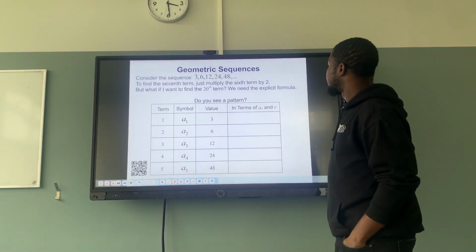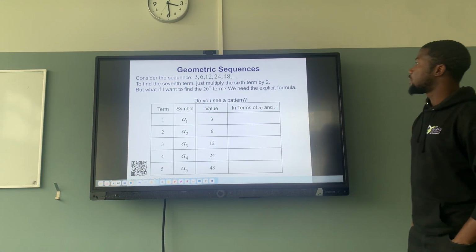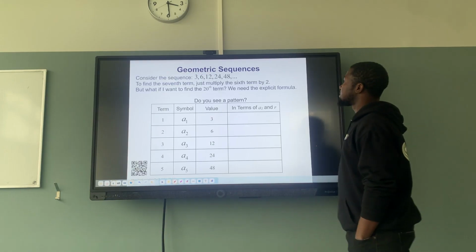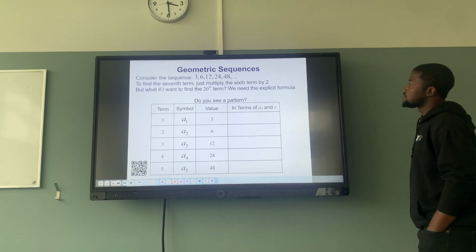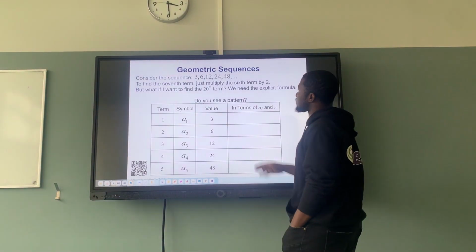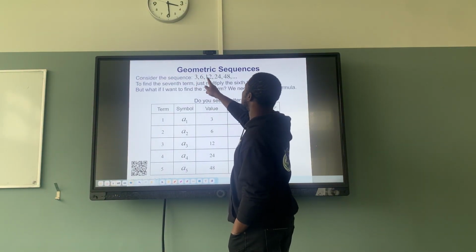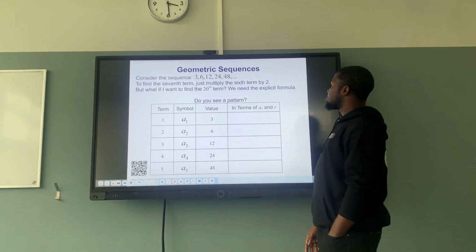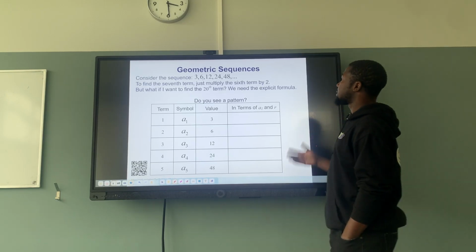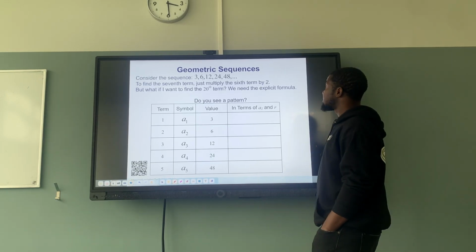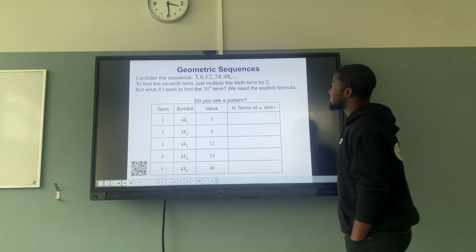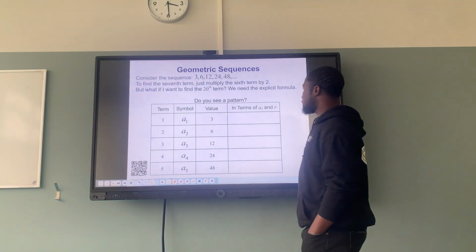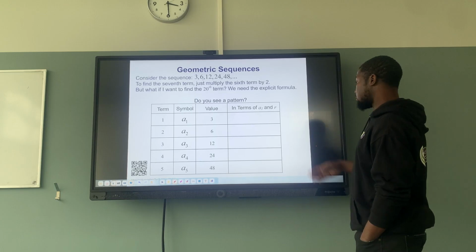Now let's look at this table of geometric sequence for the sequence above. To find the 7th term, just multiply the 6th term by 2, because the common ratio is 2. 6 divided by 3 is 2, 12 divided by 6 is 2, 24 divided by 12 is 2. So the common ratio is 2. So if you know the last term, multiply it by 2 to get the next term. Exactly. So that's how you can always expand.